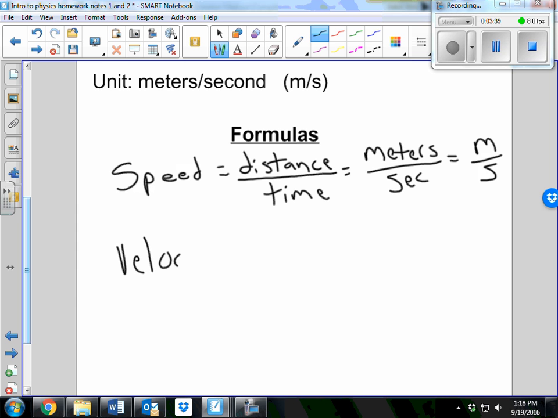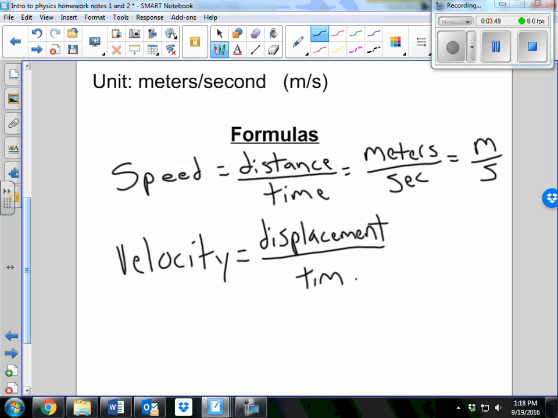Velocity is our displacement over time. And once again, displacement is still measured in meters. Time is still measured in seconds, so the unit is meters per second.